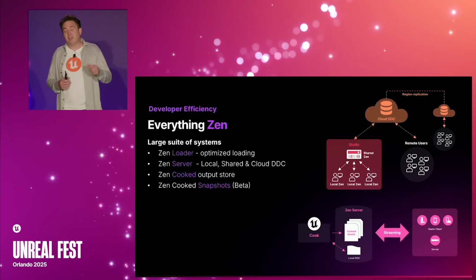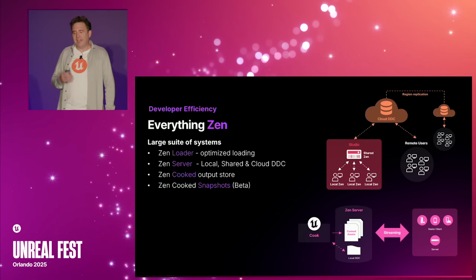So that makes a lot of things really, really faster, right? And you have to think about it. If you don't run Zen server yet, you should probably start doing that. On your build machines and on your clients, etc. Right? It's just this process that you run that the editor and our cookers will communicate with.